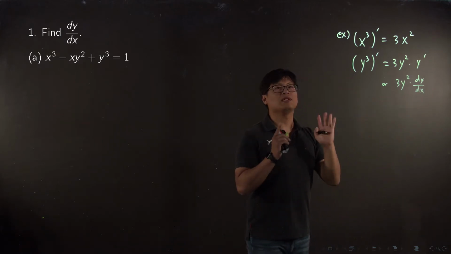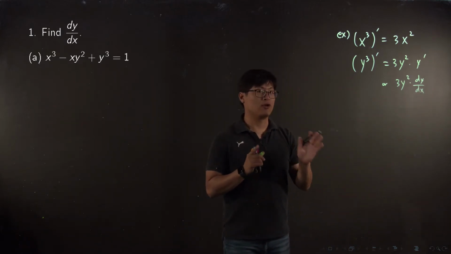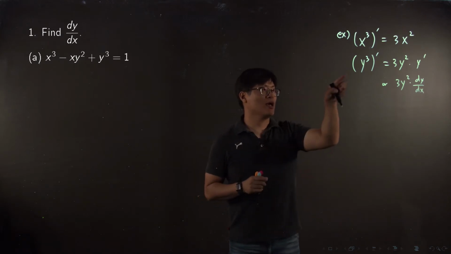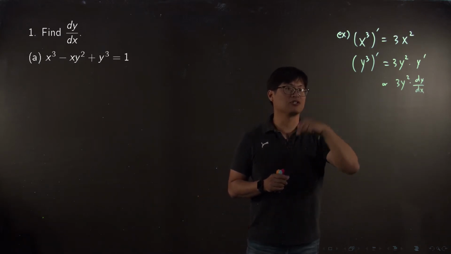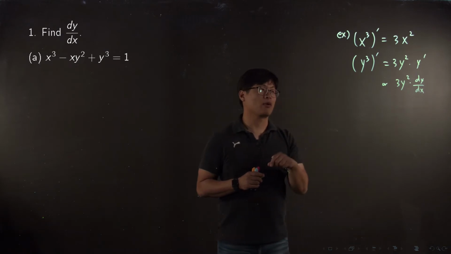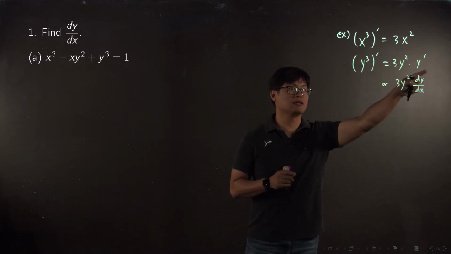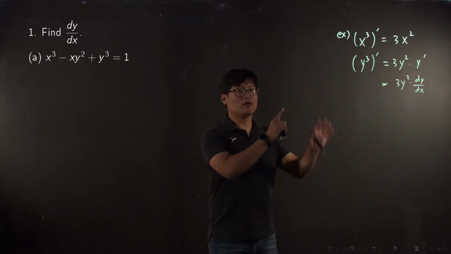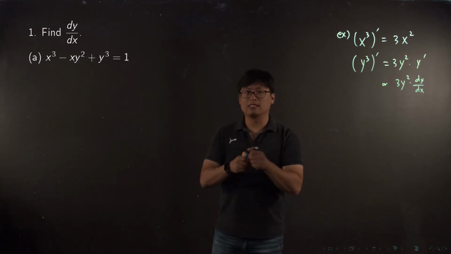So basically implicit differentiation is not different from the chain rule, but you have to keep in mind that y itself is a function, not the independent variable. That's why you have to multiply by the second layer's prime. So please keep this in mind, and let's talk about this problem.